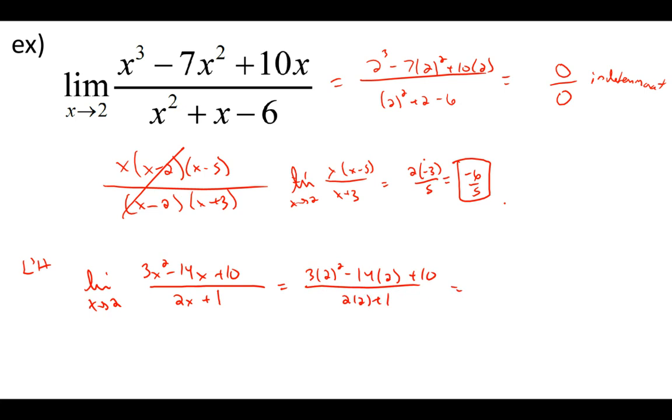We should end up with negative 6/5, right? Because that's what we did the other way. And now we get 5 on the bottom. On the top, it looks like we get 12 minus 28 plus 10, which is negative 6. So either way actually works.